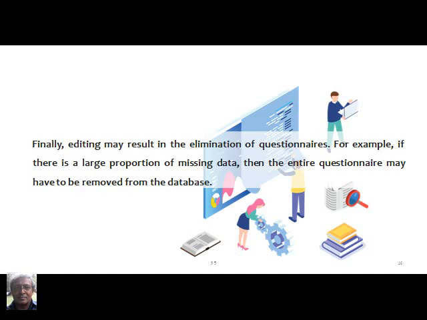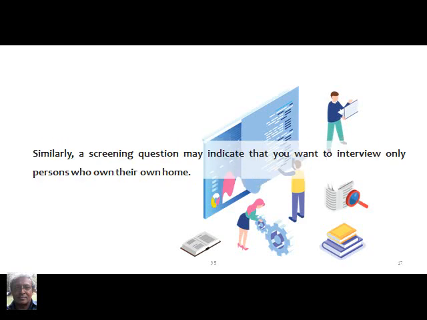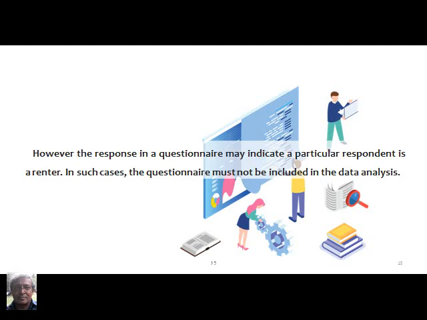Finally, editing may result in the elimination of questionnaires. For example, if there is a large proportion of missing data, then the entire questionnaire may have to be removed from the database. Similarly, a screening question may indicate that you want to interview only persons who own their own home. However, the response in a questionnaire may indicate a particular respondent is a renter. In such cases, the questionnaire must not be included in the data analysis.